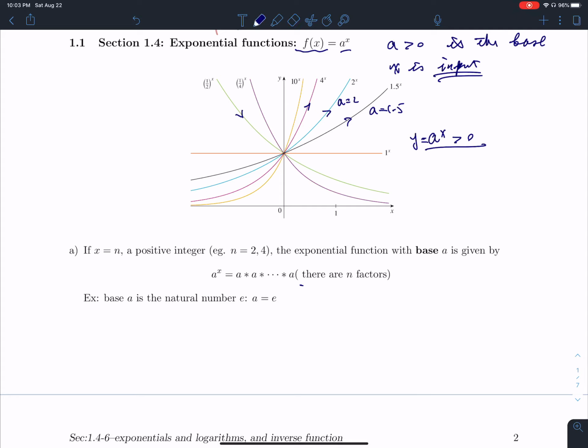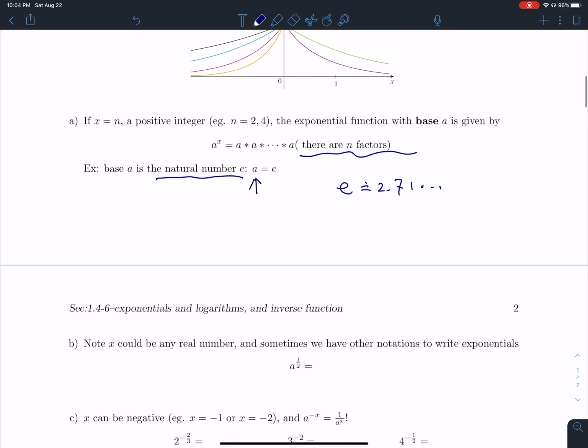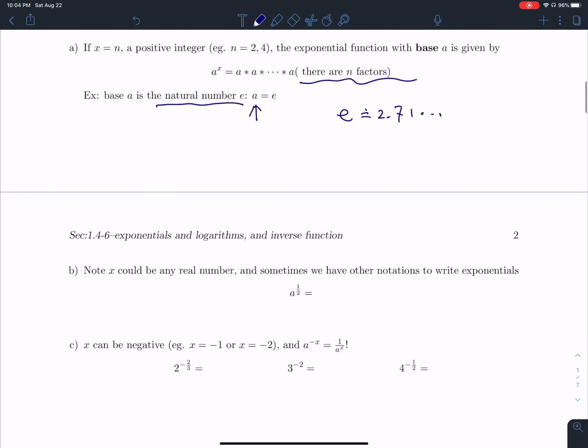So that's easy, right? And also another interesting point we want to raise here is that this base a could be the natural number e. Do you guys remember what the value of the natural number e is? Well, I guess nobody really can because it is an irrational number. It has an infinitely long decimal expansion, and you can't really just memorize all the digits. But it's about 2.7. All right, so the exponential function sometimes could be written in different forms.